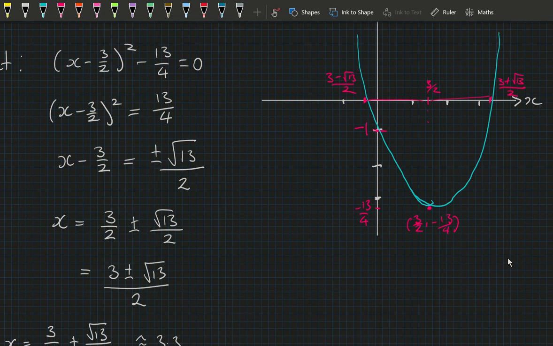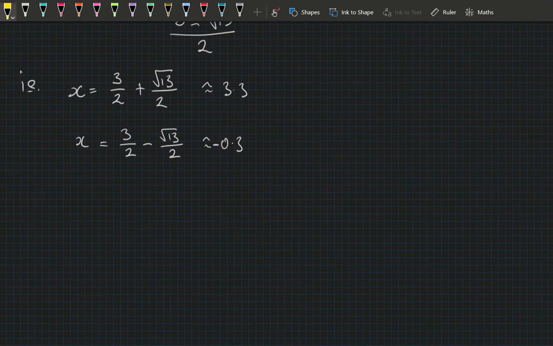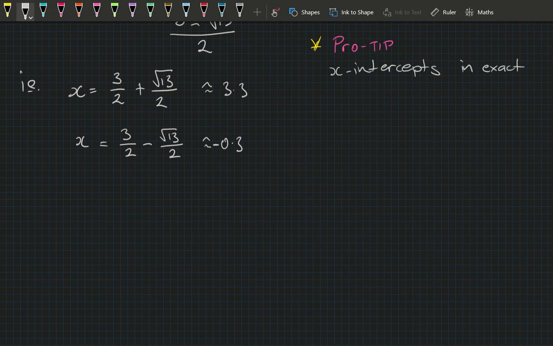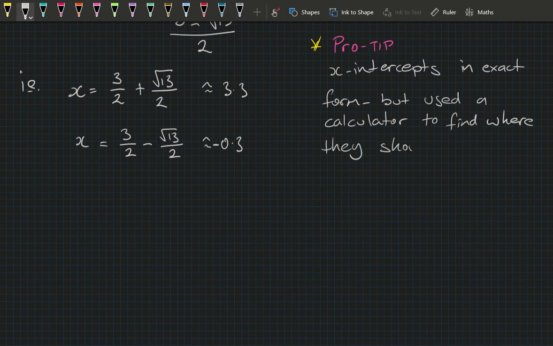So we would not have been able to graph this by grouping. This is another example where completing the square becomes necessary to graph the quadratic. And don't forget the pro tip that I gave earlier: where I've written the x-intercepts in exact form, I've used a calculator to get a good idea of where they should be.